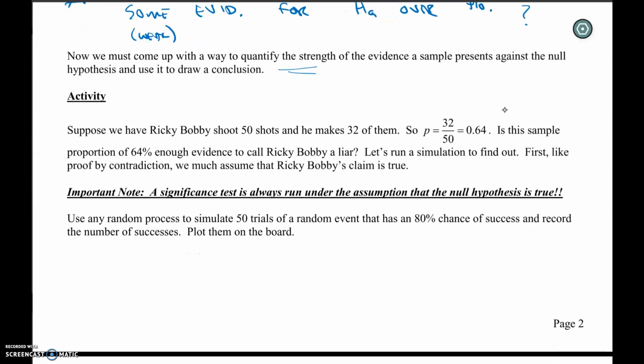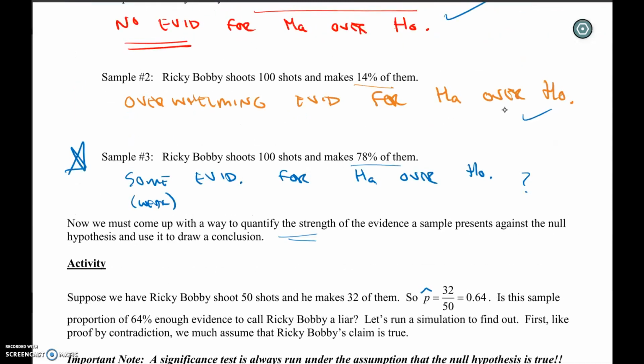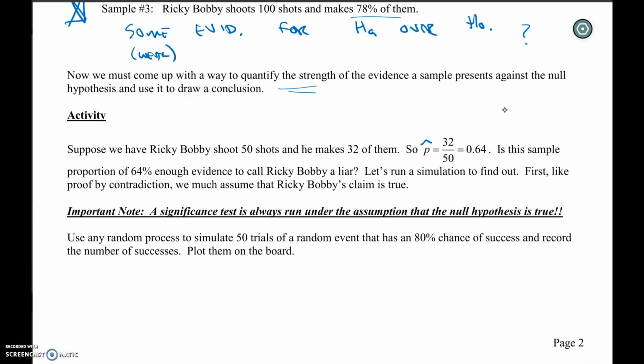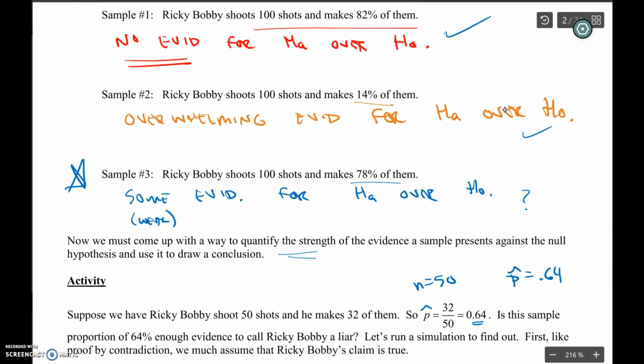Activity. So we did this in class. Suppose we have Ricky Bobby shoot 50 shots. I don't know why I switched it from 50 to 100 there. He makes 32 out of 50, so the sample proportion would be 64%. So he shoots 50 and he makes 64%. So this is some evidence.